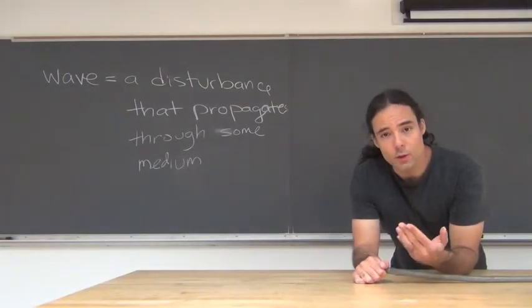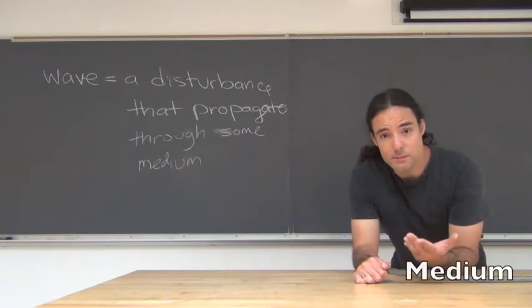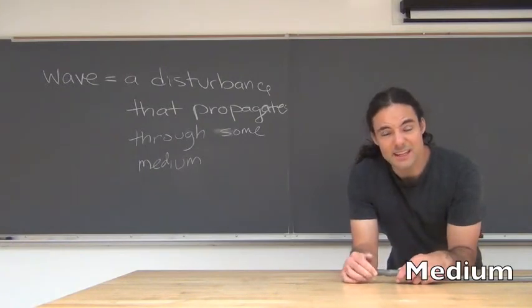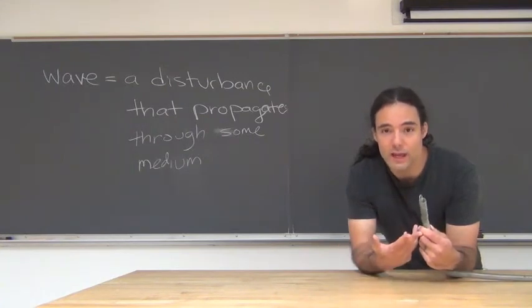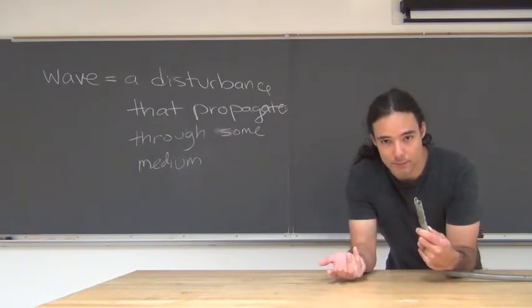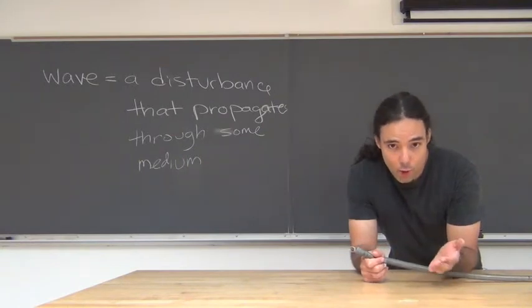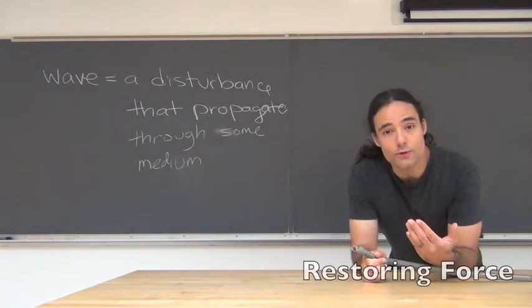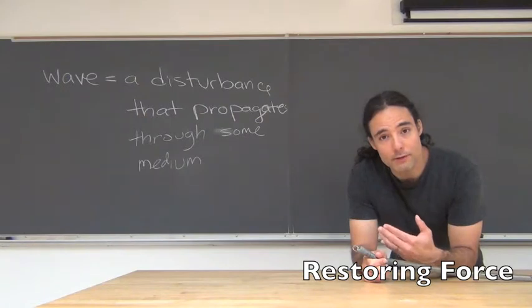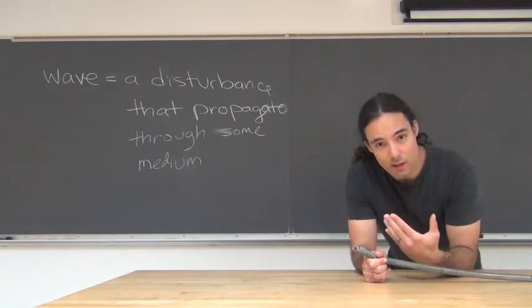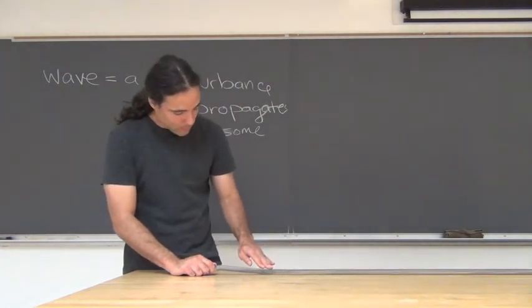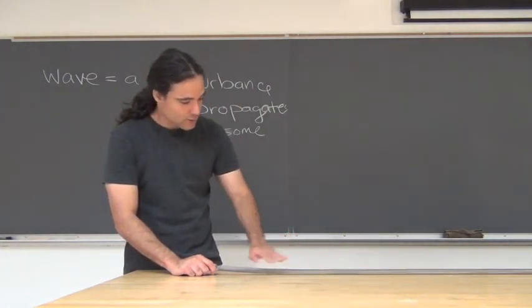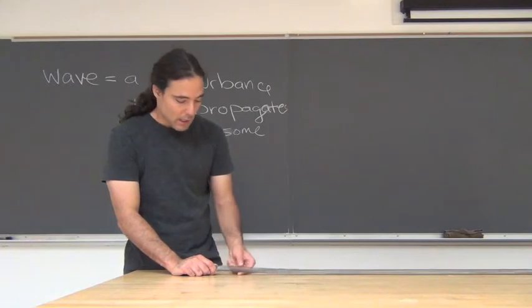Now, there are two things that a wave requires, one of which is a medium. By medium, I just mean it needs something to travel through. So here, in the case of my spring wave, the medium is just the spring. The second thing a wave needs is some sort of restoring force. By restoring force, I mean that there is some equilibrium position. So for my spring wave, my equilibrium position is that the wave is flat here.